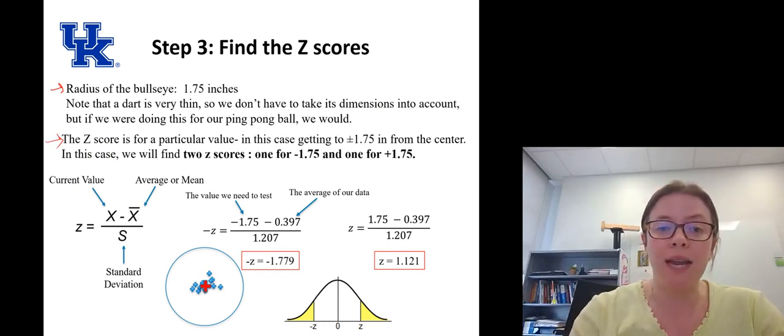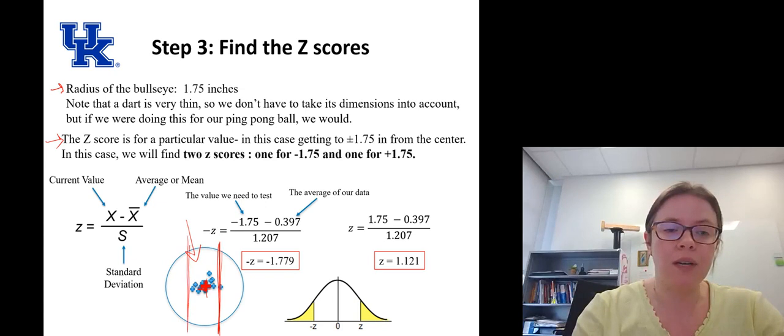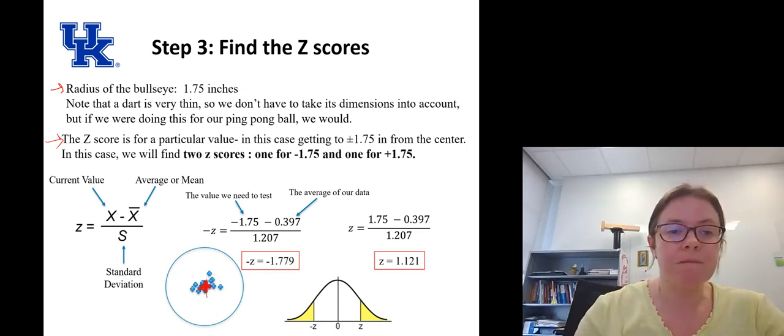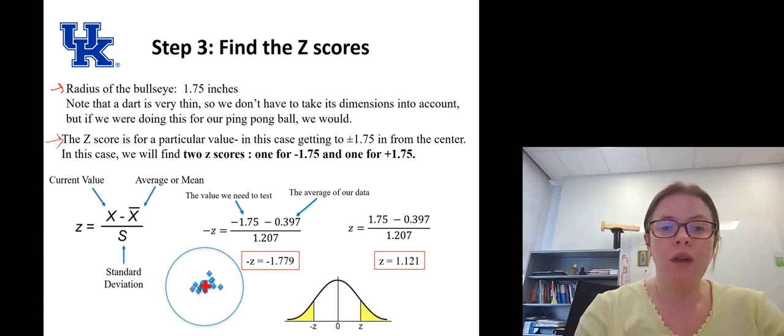So in our case, we're going to think about getting plus or minus 1.75 inches from the center. Okay, so we think of this red cross down here as our center. We would have plus 1.75 to get us over here, and minus 1.75 to get us over here. Those are the outer edges of our target. So as long as we hit anywhere in that area, then we are counting it as success. So we need to find two z-scores, one for negative 1.75 inches and one for positive 1.75 inches.